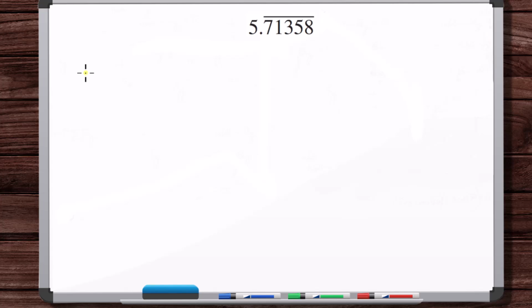All right, so here we're just going to have 5 plus, and then the infinite sum is going to be 71358 over, so 1, 2, 3, 4, 5, over 10 to the 5th. And then the common ratio is 1 over 10 to the 5th. So 71358 over 10 to the 10th.